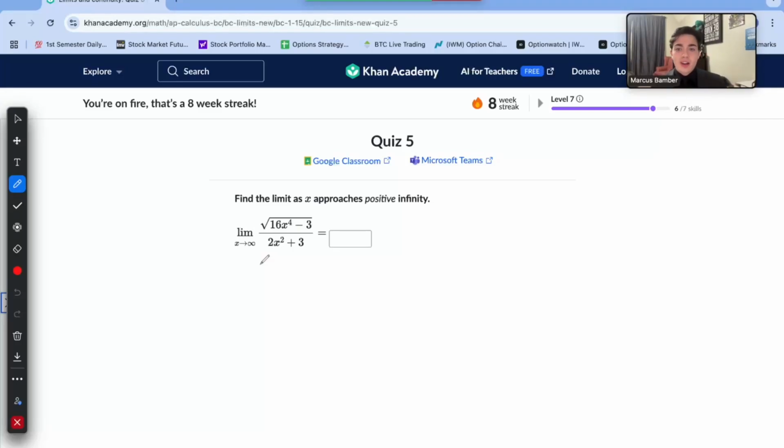Tonight we are going over quiz number 5 in our Unit 1 limits and continuity. And today we're going to be looking at limits as they approach infinity and also some more of these infinite discontinuities.